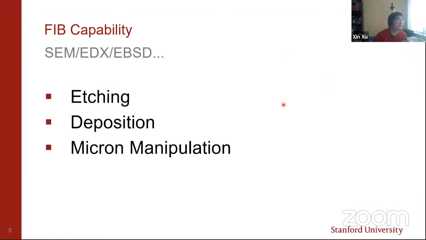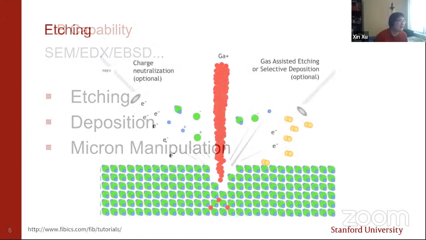But since the FIB has an ion column, it can do much more than a regular SEM. Like you can do local etching, local deposition, and also micron manipulation of your samples by using the Omniprobe. So first, I would like to talk about etching.